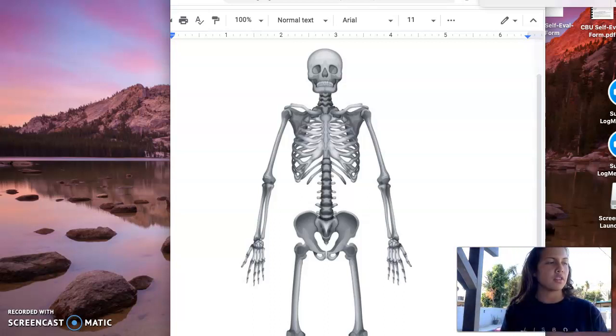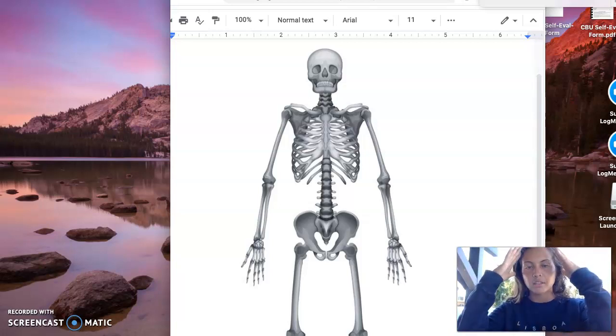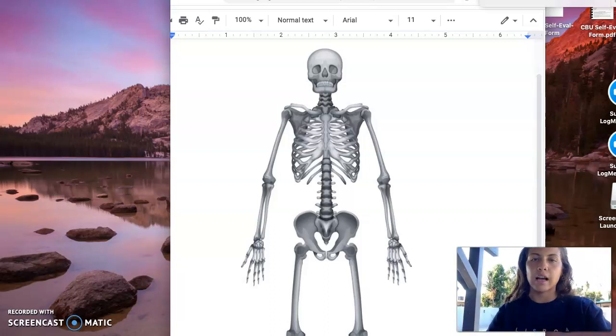Okay, so I'm going to start by pulling out the main components of the body: your cranial, then the axial part of the body, which is more like your chest and your pelvis, and then the appendicular, so your arms and your legs.